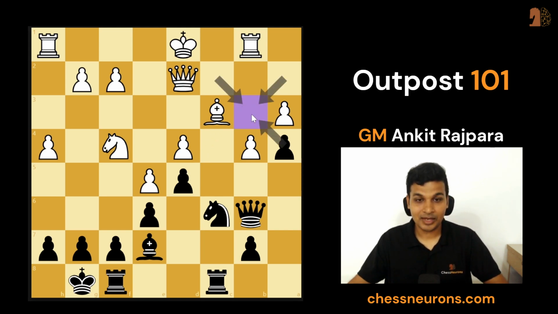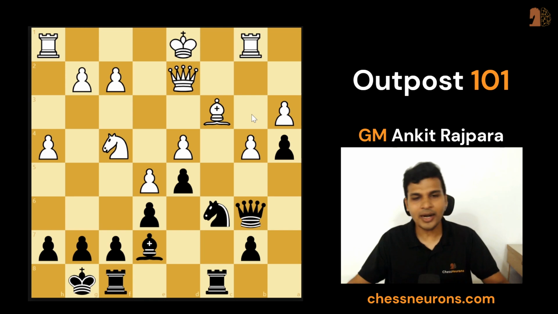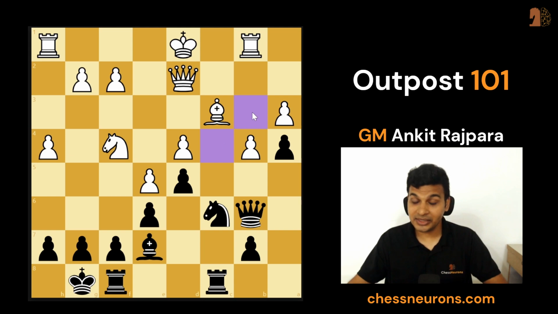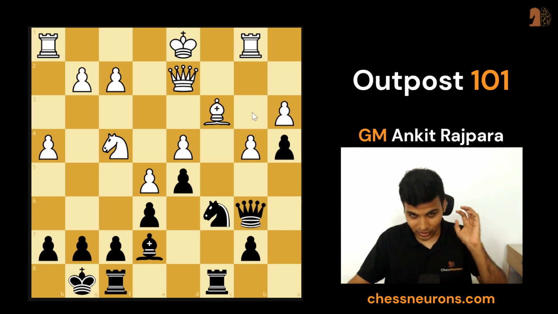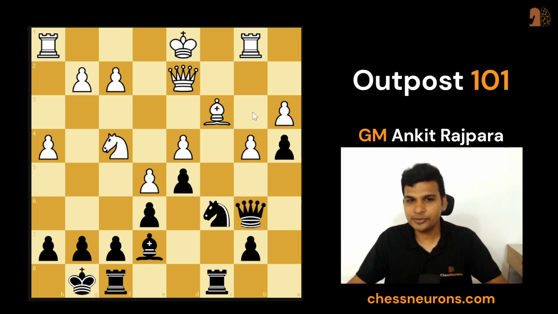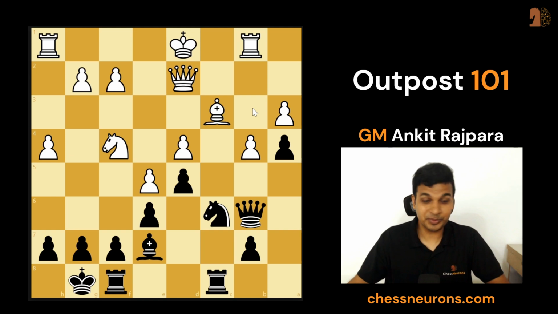All right, we understood that, but how is it important for us? An outpost square is basically a weak square that we can take advantage of. So let's say c4 and b3 are the weak squares in the opponent's position. Why specifically those weak squares? What special can we do about it?